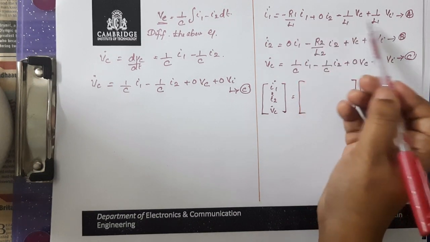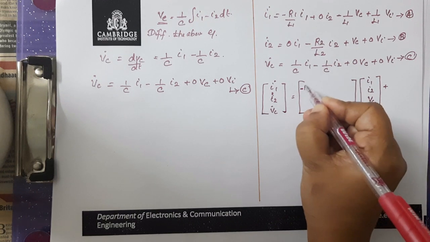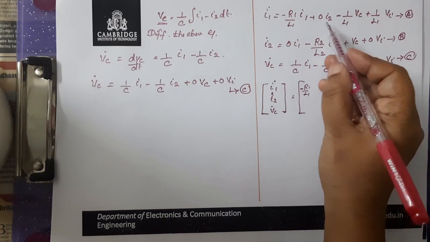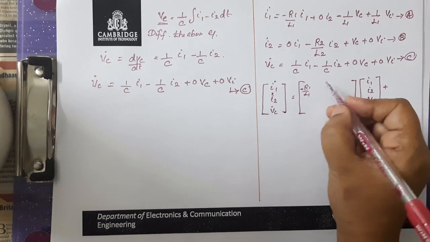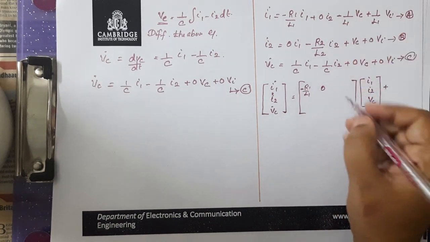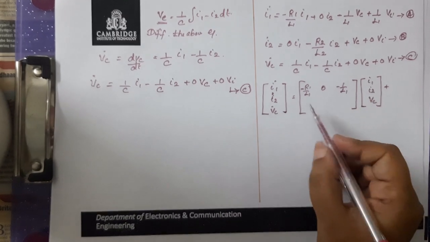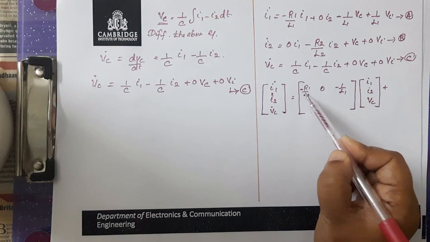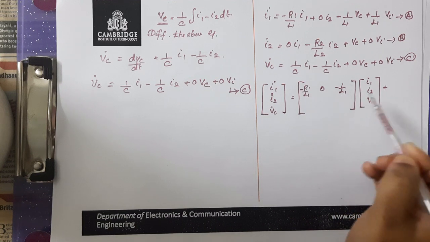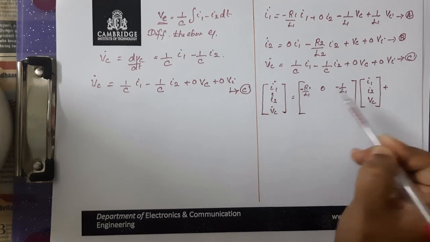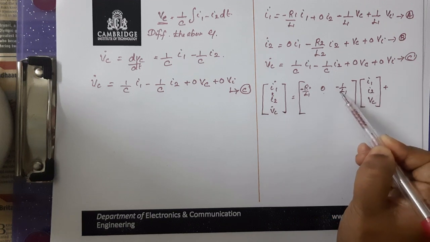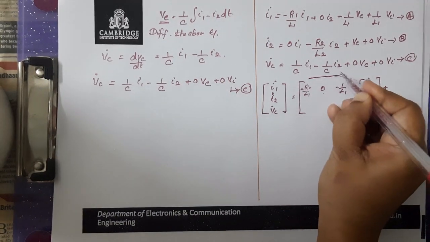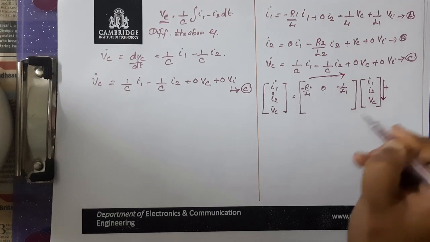So with respect to the first equation, number A, the coefficient of I1 is minus R1 by L1. We don't have any coefficient for I2, so that is 0, and the coefficient of Vc is minus 1 by L1. If you want to write the first equation for I1 dot, we multiply the first row of the first matrix with the first column of the second matrix: minus R1 by L1 into I1, 0 into I2, minus 1 by L1 into Vc.